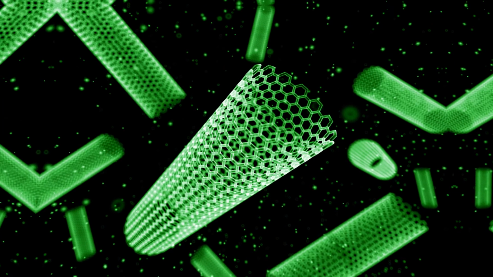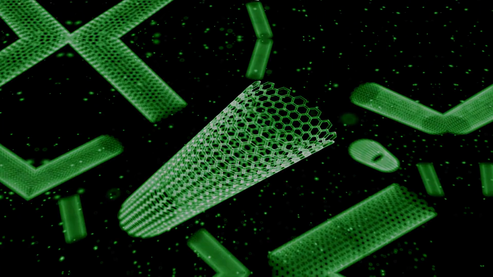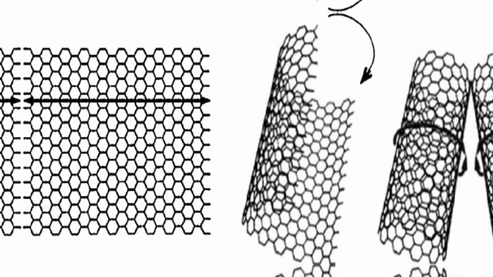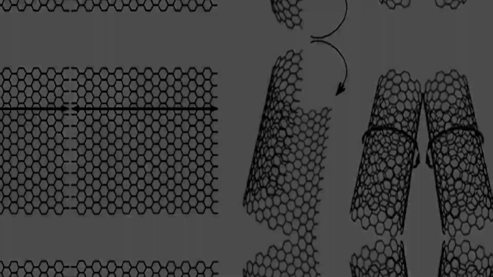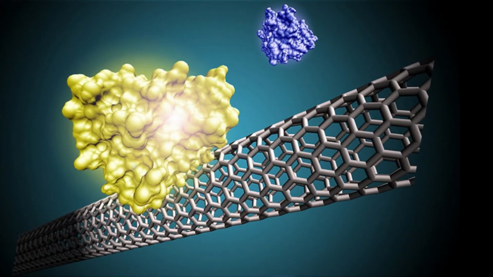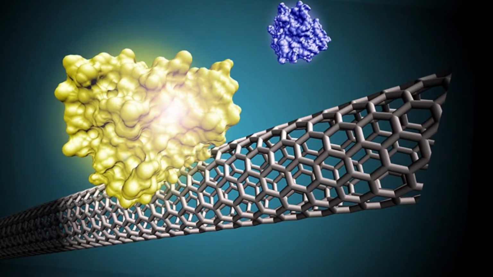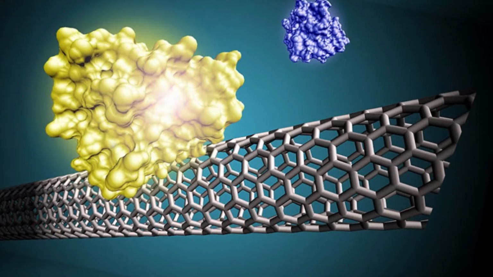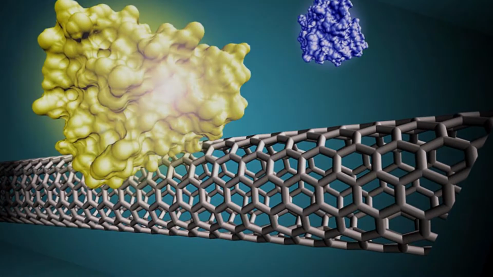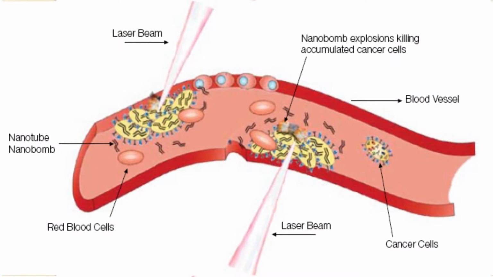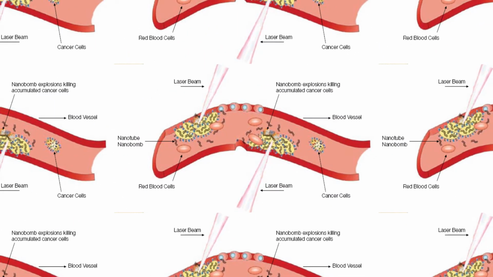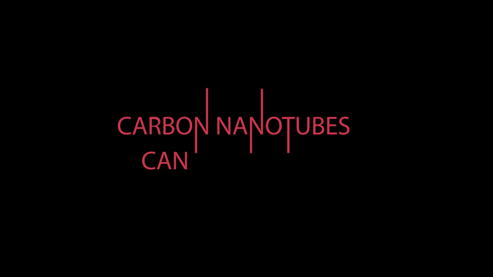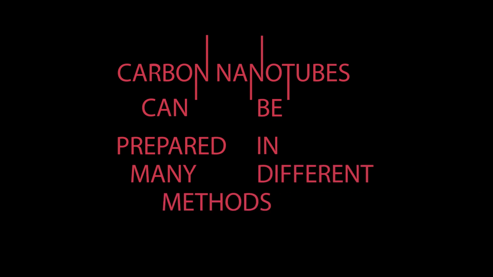Carbon nanotubes are molecular tubes formed from rolled up sheets of graphene. They are hollow, nanometer thick cylinders made of carbon. Carbon nanotubes have good transporting capabilities combined with surface modifications and unique physiochemical properties. For cancer therapies, carbon nanotubes are good drug carriers in the targeted drug delivery systems. Carbon nanotubes can be prepared in many different methods.